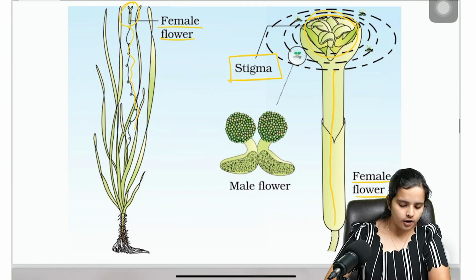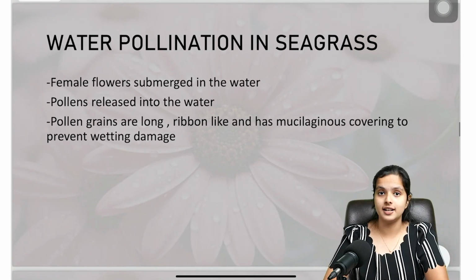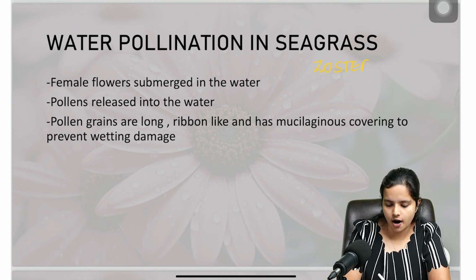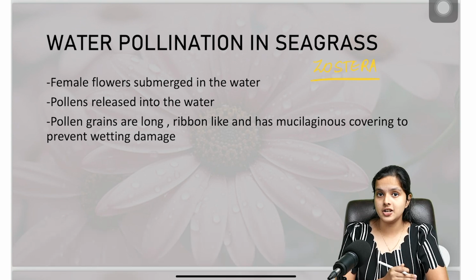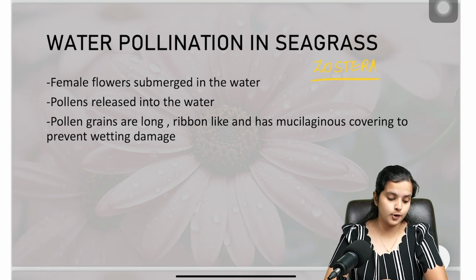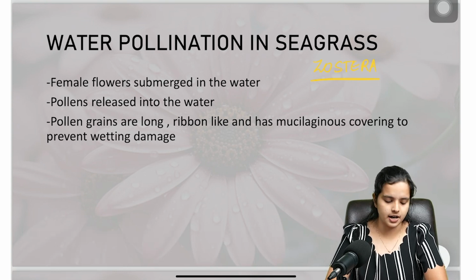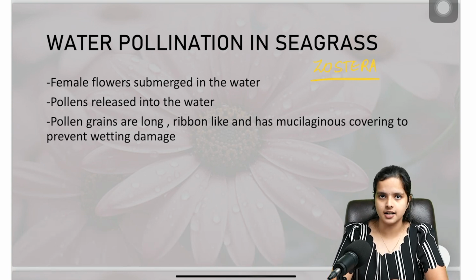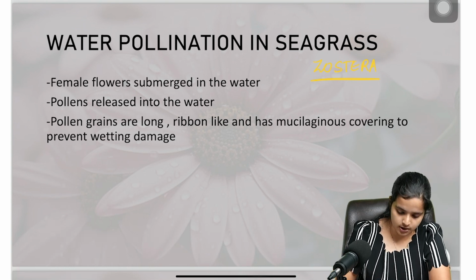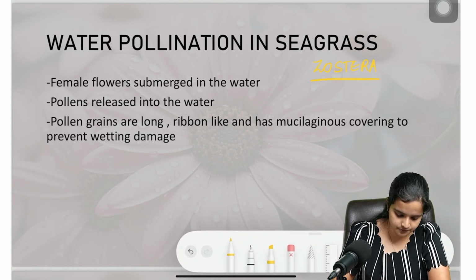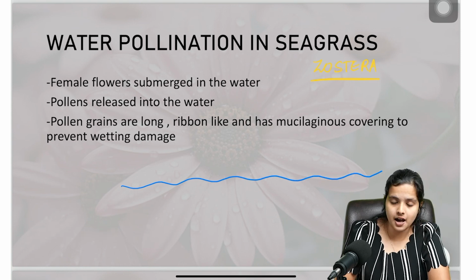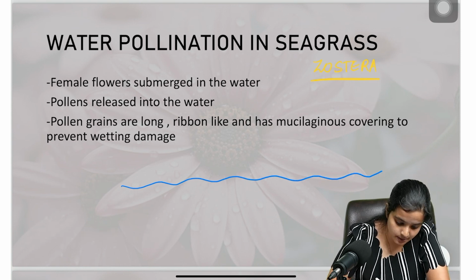Okay, now moving on, you have water pollination in seagrasses like Zostera. I've taught you the water pollination that happens in Vallisneria, which is a freshwater plant. Now I'm discussing water pollination in seagrass, which is a marine plant. In seagrass, the flower is completely submerged underwater. So if this is the water surface, let me draw it for you. If this is the water surface, the plant is completely submerged under the water.